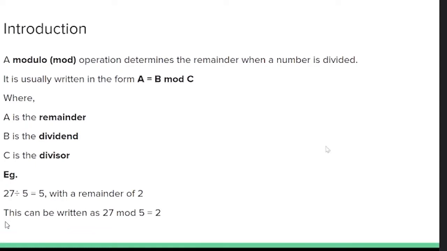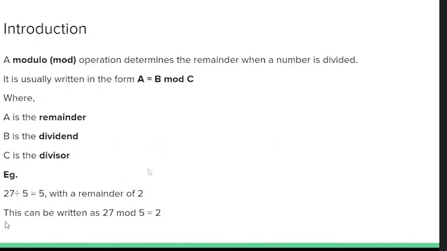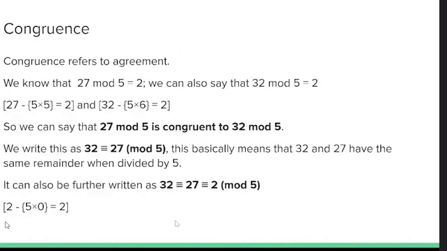Okay, so for the next slide, congruence. এখন basically congruence just refers to agreement, মানে its meaning is agreement. এখন we know যে 27 mod 5 is 2. আমরা এই যে আগের স্লাইডে we figured that out যে 27 mod 5 is 2.